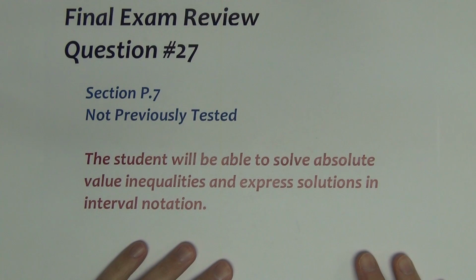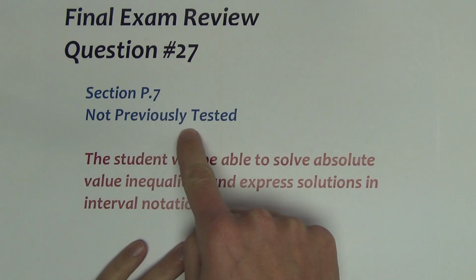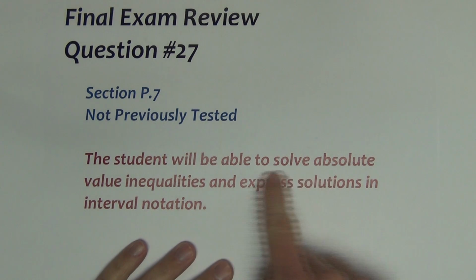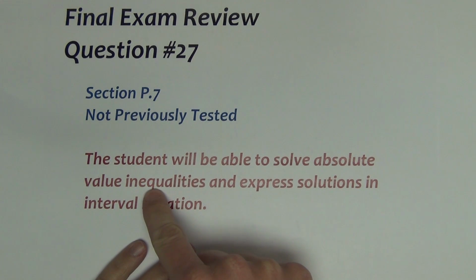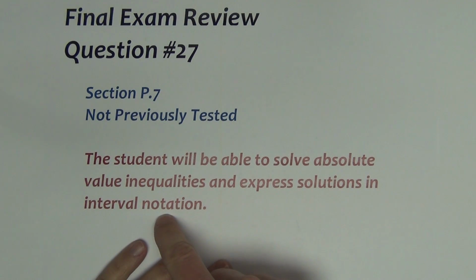Question 27 on the final exam comes from section P.7. It has not been tested yet. This question is going to see if you can solve absolute value inequalities, and of course, like all other inequalities, can you express the solution in interval notation.